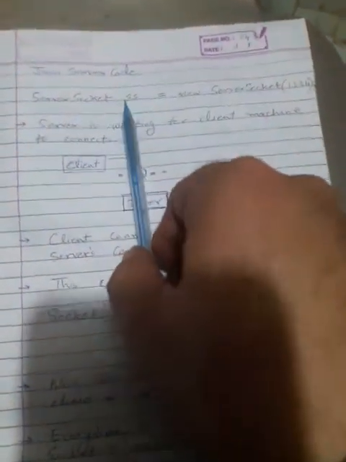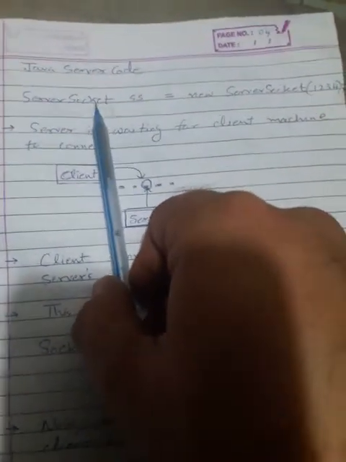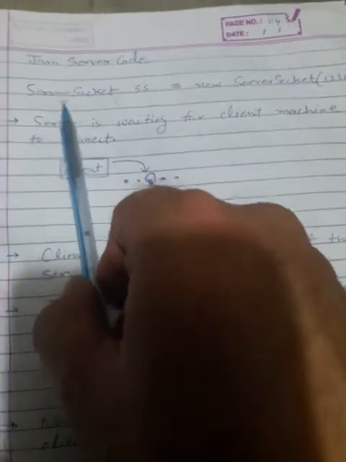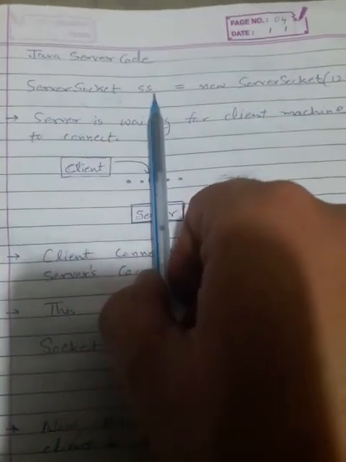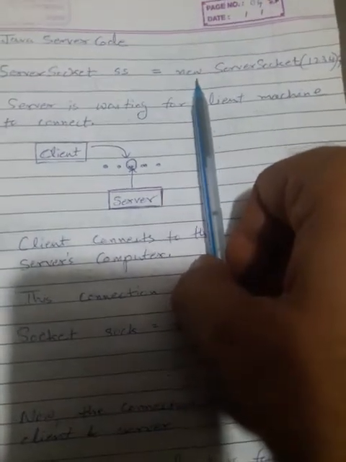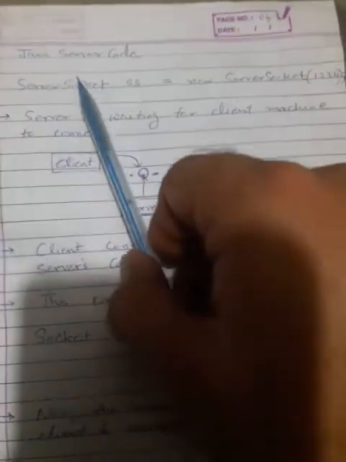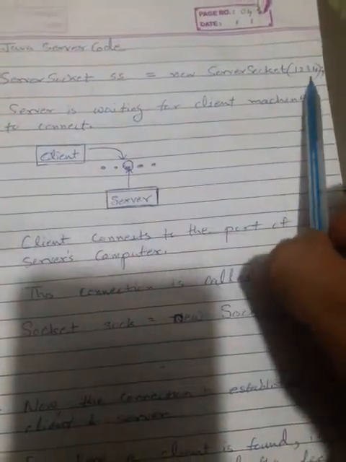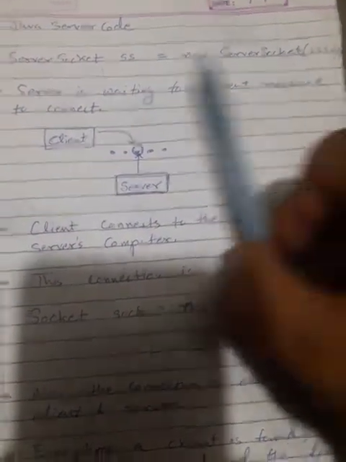So here is how the server is written in a Java program, and that is the syntax given here. ServerSocket is a class. Here we are creating an object for this. Then it is equal to new, to create the new ServerSocket. Then the port number is to be written in between the brackets. The server is waiting for the client machine to connect.